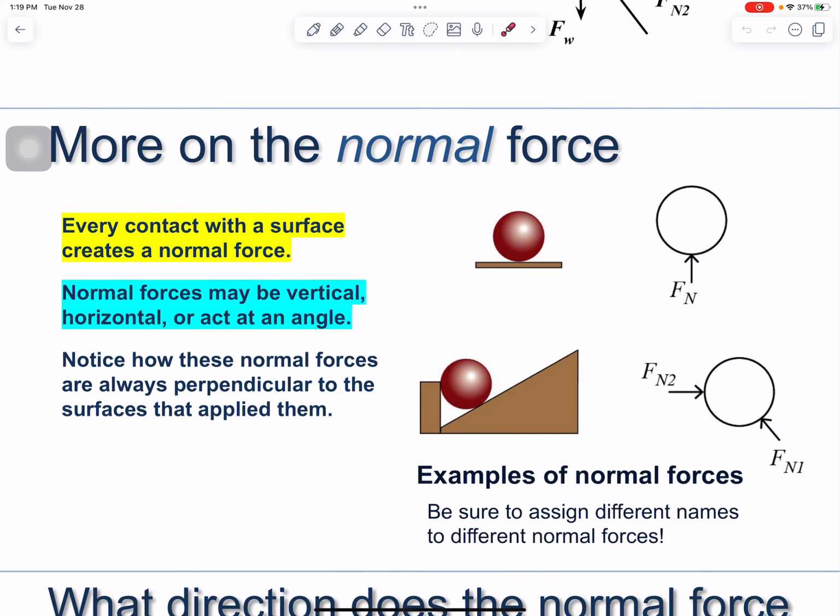So some things to keep in mind about the normal force. Every contact with a surface creates a normal force, or in other words, anytime you have two solid objects in contact with each other, there is a normal force. So this surface and the ball, normal force, again perpendicular, going straight up. Normal forces may be vertical, horizontal, or act at an angle, but they are always perpendicular to the surfaces that apply them.